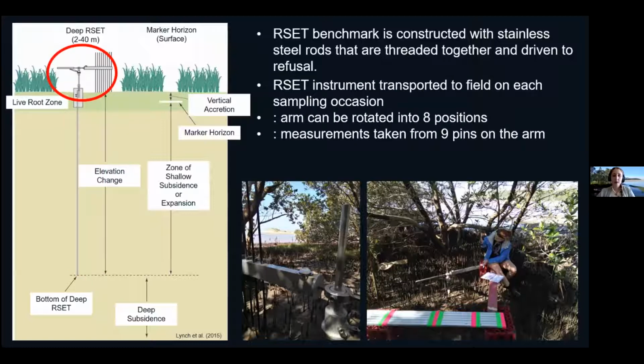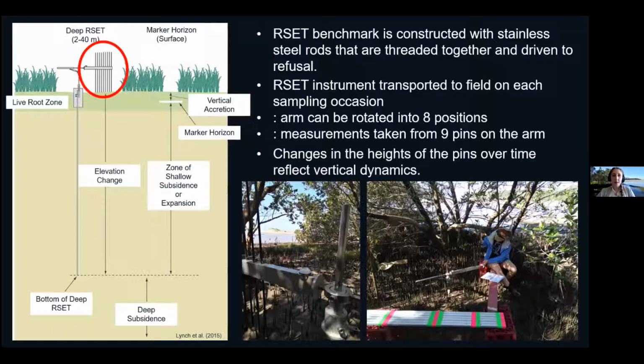Every time we come to the field, we bring the RSET instrument with us, and we measure these pins that are on the instrument. The arm is rotated into 8 positions, and we measure the heights of the pins on the arm. In this way, changes in the height of the pins over time reflect the vertical dynamics of that area.